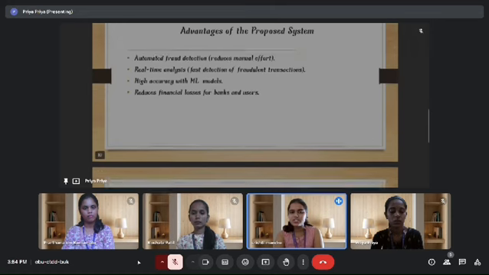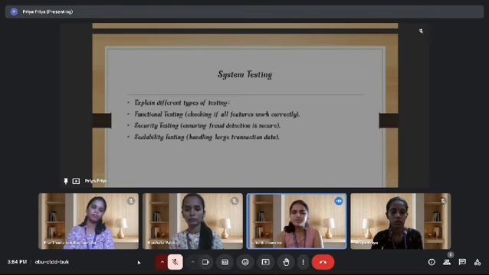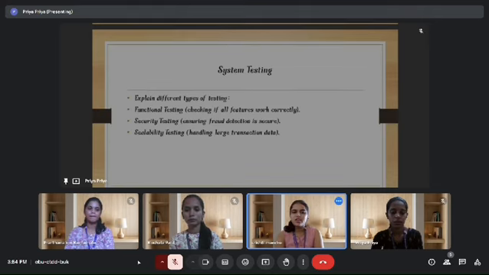Next, I am going to explain system testing. Functional testing ensures all fraud detection features work correctly. Security testing checks vulnerabilities in fraud detection algorithms, preventing model attacks. Scalability testing evaluates system performance on large datasets. Data quality testing validates transaction data integrity.